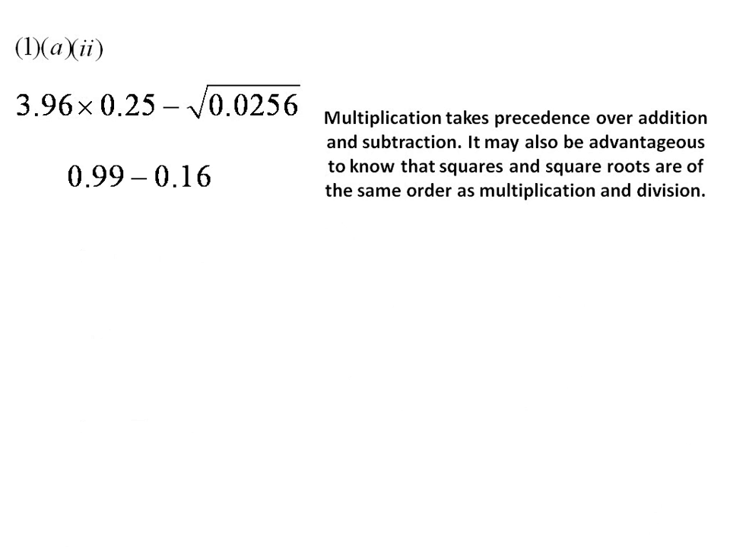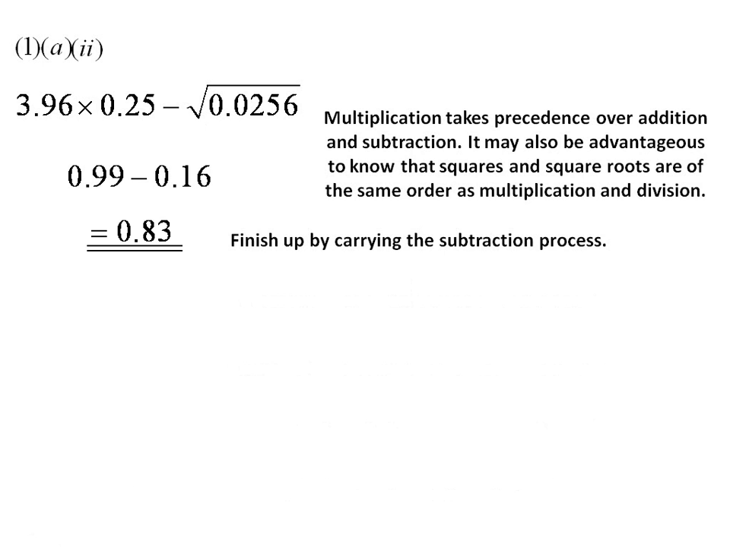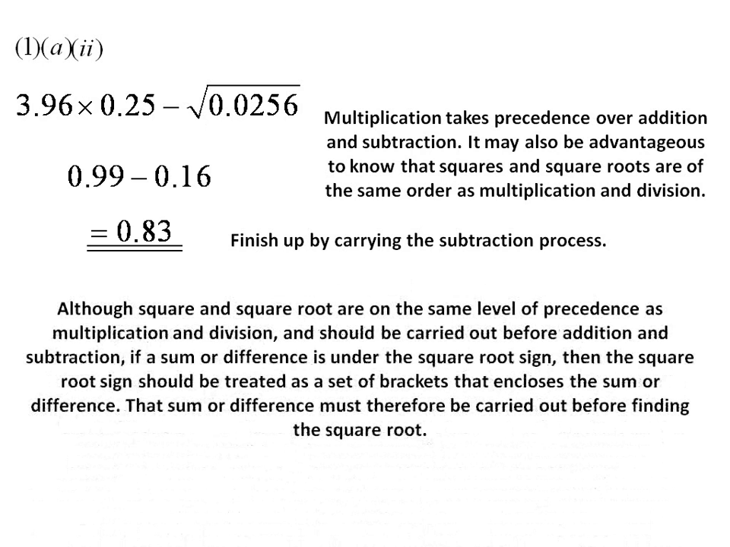Therefore, we will first multiply 3.96 by 0.25, and we will find the square root of 0.0256. Finish up by carrying out the subtraction process. That's all there is to it.